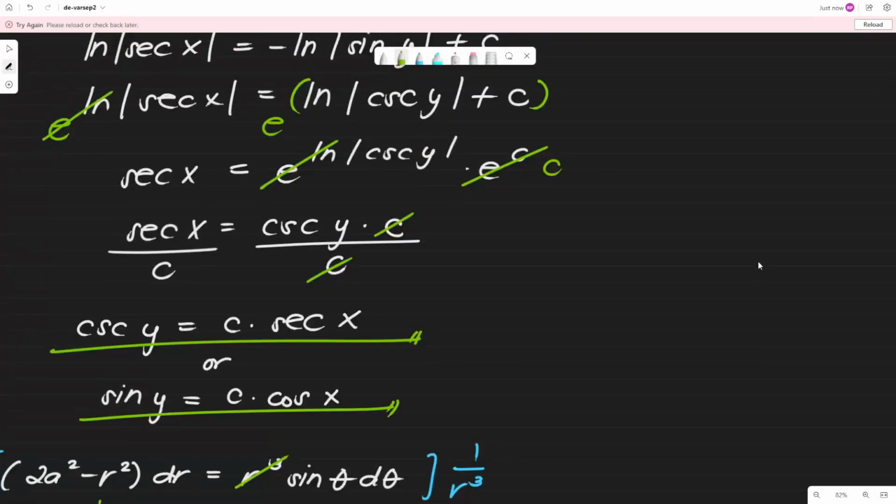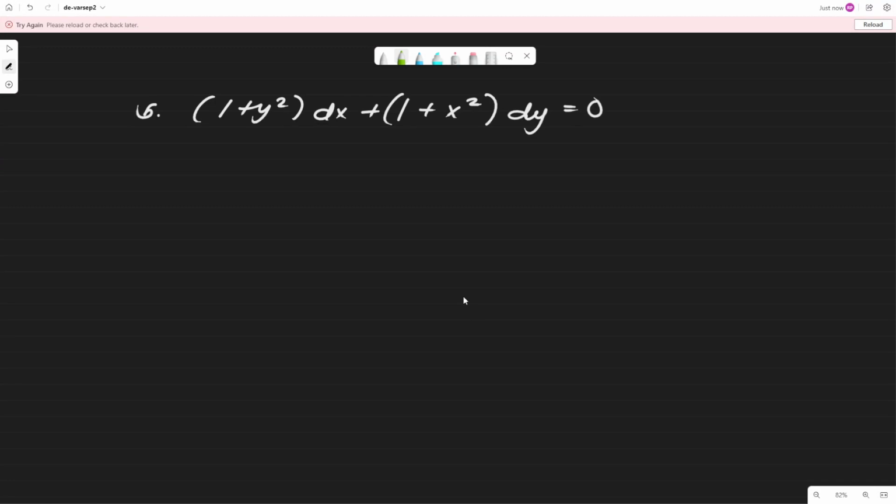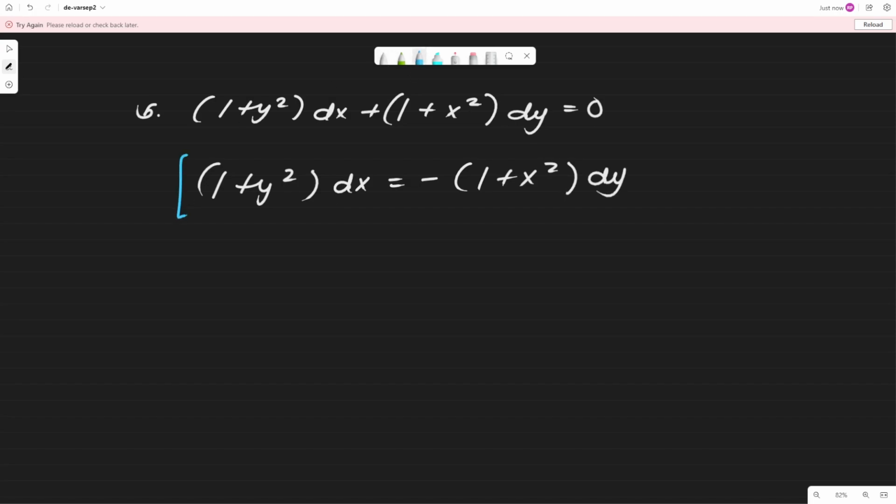Okay, then we have here, okay, our last example. So we have 1 plus y squared dx plus 1 over x squared dy is equal to 0. So let's transpose. So we have 1 plus y squared dx is equal to negative 1 plus x squared dy. Okay? Then let's divide both sides, no? Kasi y does not belong to x and vice versa.